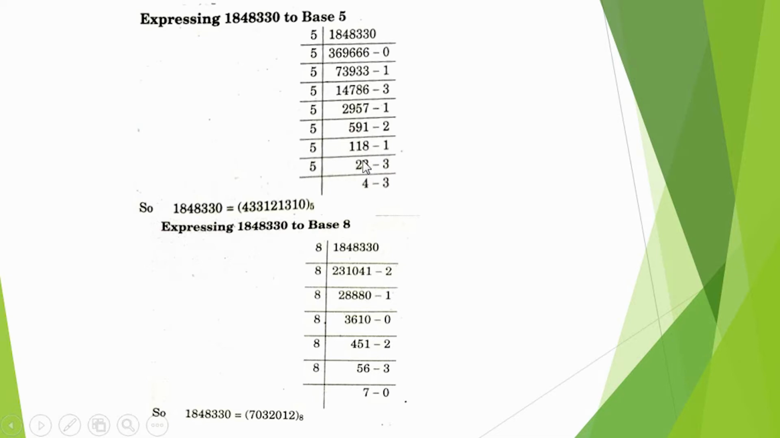5 1s are 5, 5 1s are 5, 1 becomes 41, 5 8s are 40, and 1 carry. 5 2s are 10, 5 3s are 15, 3 carry, 5 4s are 20, and 3 carry. Now we write these number 4 3 3 1 2 1 3 1 0.